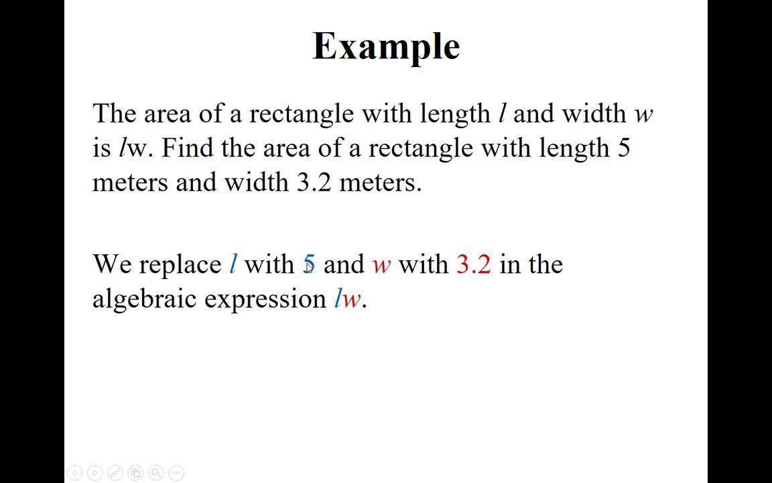So replace L with 5, W with 3.2 in the algebraic expression L times W. So L times W becomes 5 times 3.2. And 5 times 3.2 gives us 16. Meters times meters is square meters. Now that was a wordy example, literally a word problem. Here's a more straightforward example.